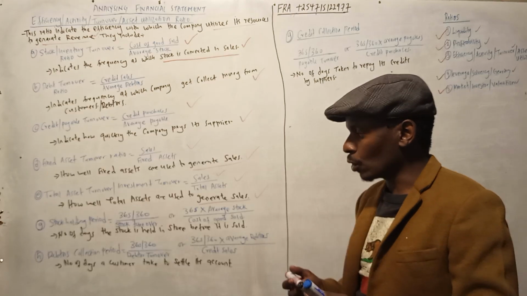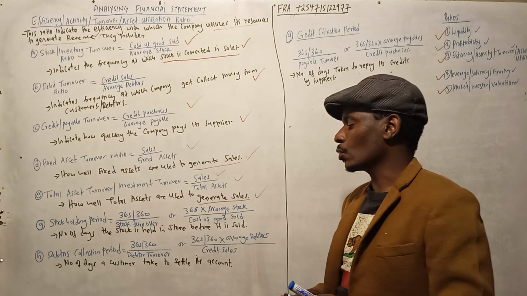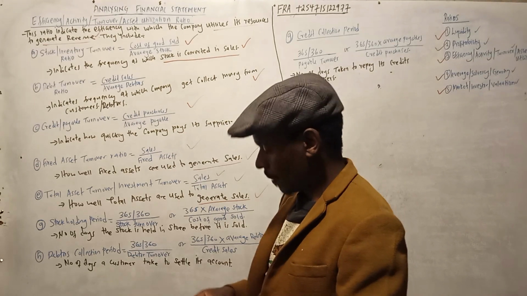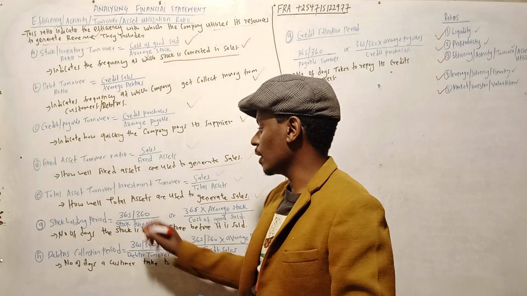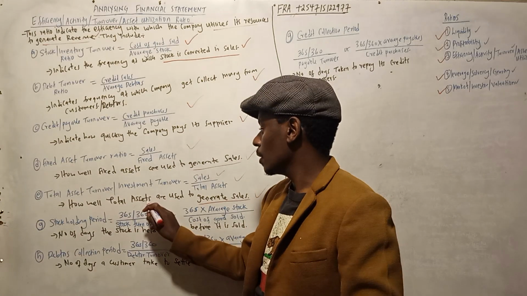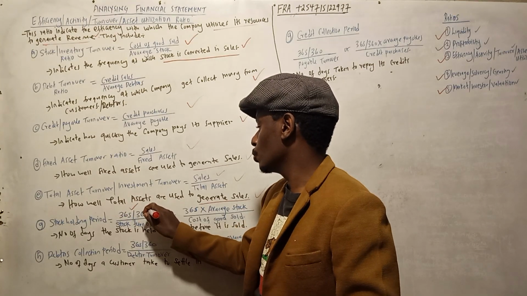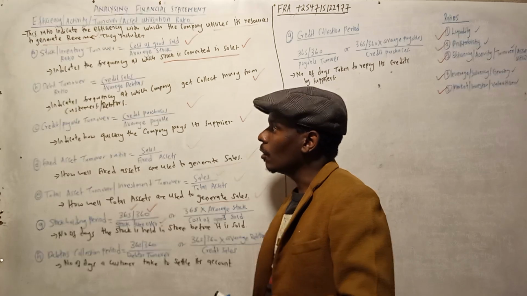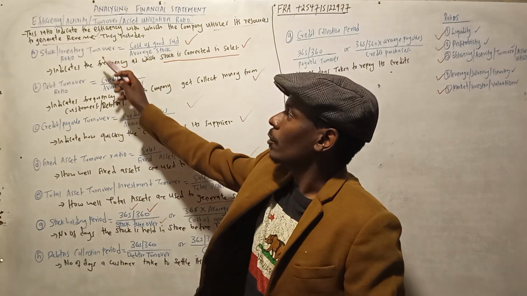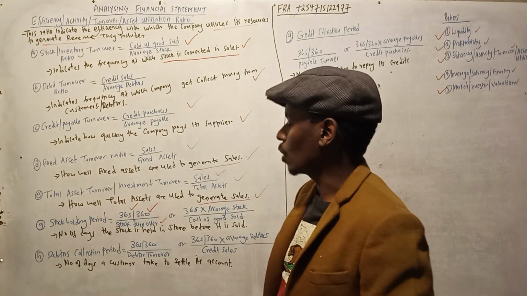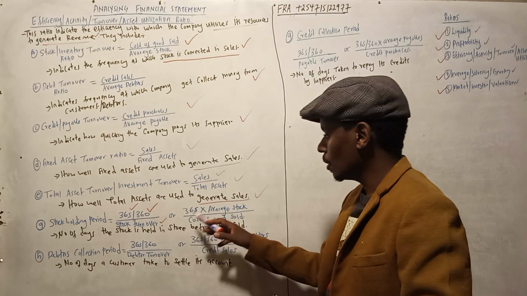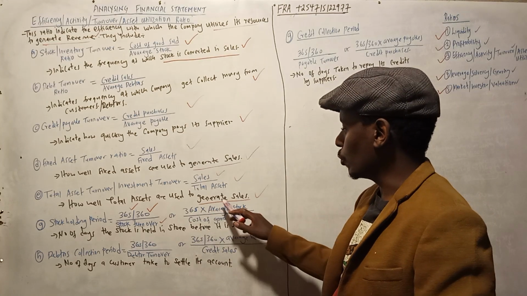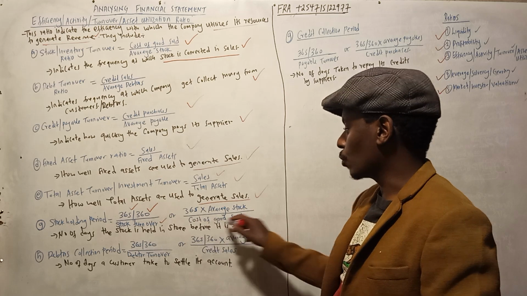We have the stock holding period. Stock holding period is equal to the number of days in a year. Remember that the number of days in a year can be either 365 or 360, depending on the question. So you check the question, over the stock turnover. Or you take 365, you multiply with the average stock over cost of goods sold.